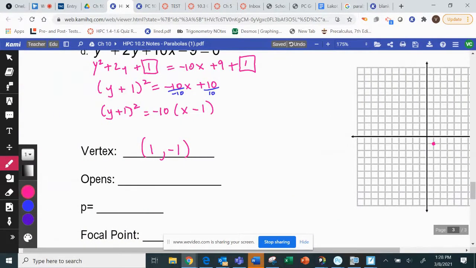We got to figure out which way it opens. So we look and we see a y squared. Typically, we don't do equations with y squared. So this is the left-right kind. And then I look at my negative 10, which is a negative. So this is going to open to the left.